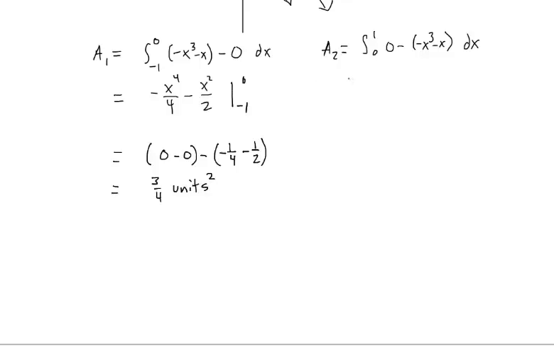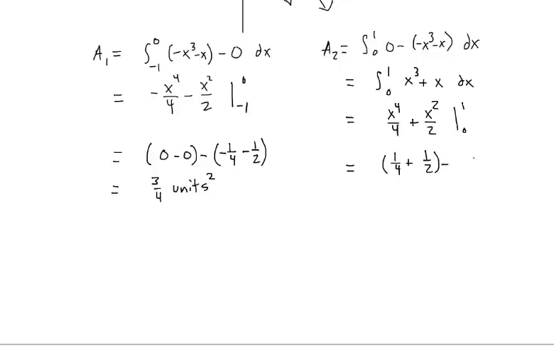And now for area 2, we're going to do the same thing. Now I'm going to rewrite this one and get rid of the negative signs. So here I have positive x cubed plus x because of the negative out front, dx, which is equal to x to the fourth divided by 4 plus x squared divided by 2, evaluated from 0 to 1, and now we plug in 1 and 0. So when we plug 1 in, we get 1/4 plus 1/2 minus 0 plus 0. So we end up with 1/4 plus 1/2, or 3/4 units squared.